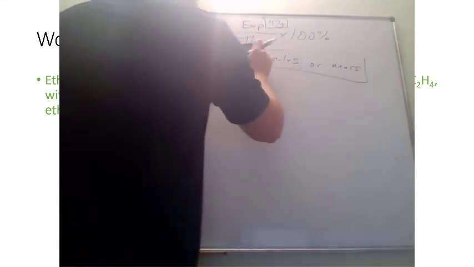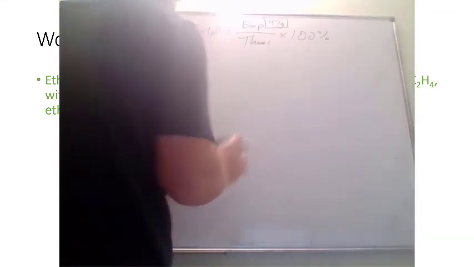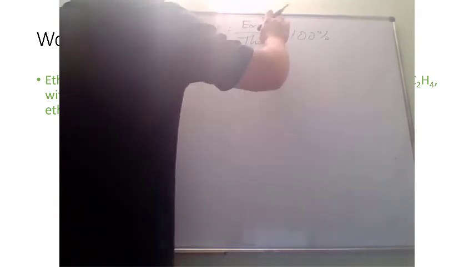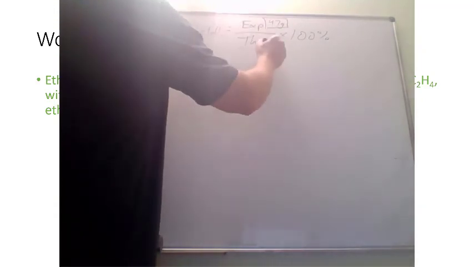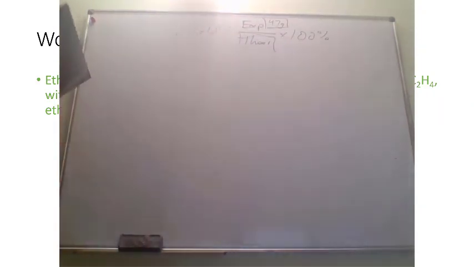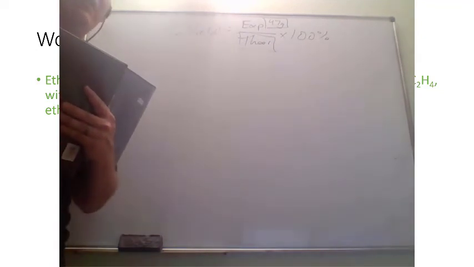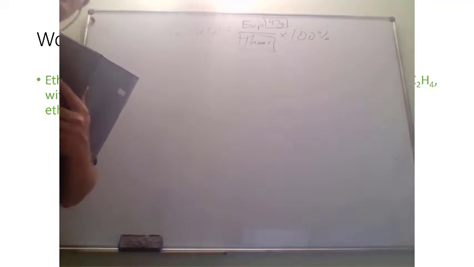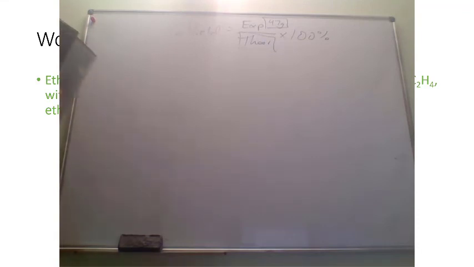So we can just solve this one with mass over mass. We know the experimental is going to be 4.7, but we don't have the theoretical amount of ethyl alcohol that we expect to have.